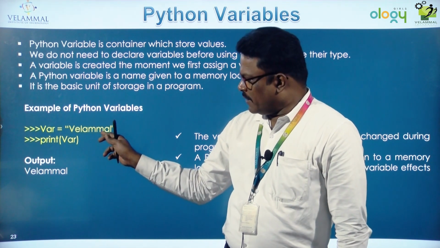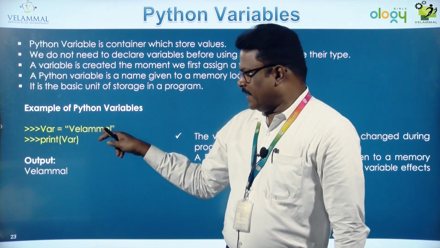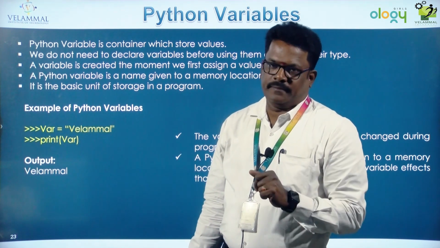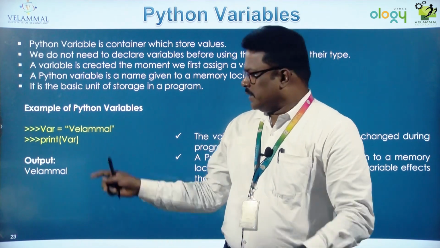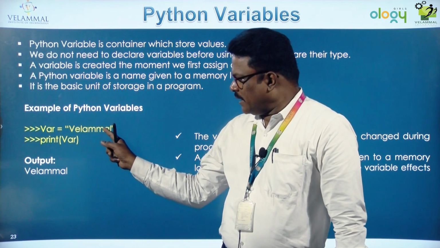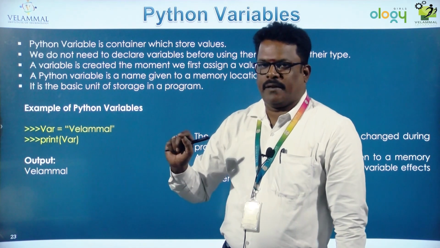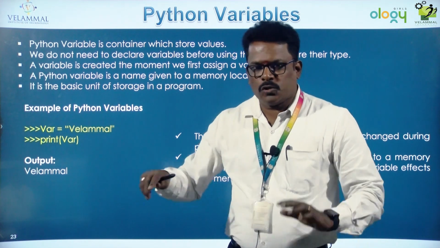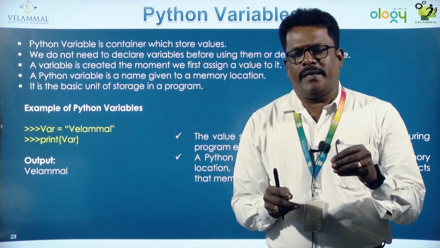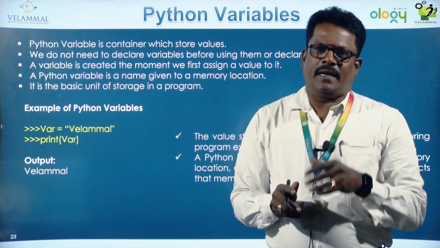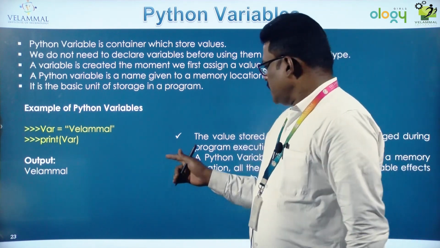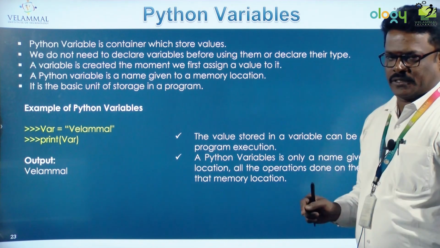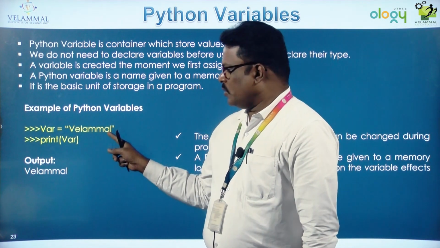Okay. When you enter this line, at that moment only the variable will be created, not before that. Now, Velammal has been assigned to this variable. If I print var, automatically Velammal will come. So, likewise, Python provides all the features in a simple manner. Okay. Now, the value stored in a variable can be changed during program execution. I have declared var equal to Velammal.